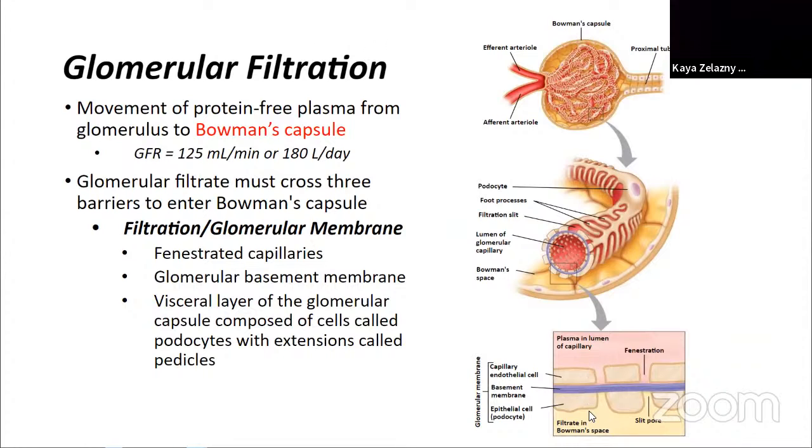The specialized cells in the layer surrounding the capillaries of the glomerulus leading into Bowman's capsule are called podocytes, with extensions called pedicels. So that's basically what we're looking at. We have these little foot-like processes, and the slits are between the foot processes, creating lots and lots of gaps with these slit pores.